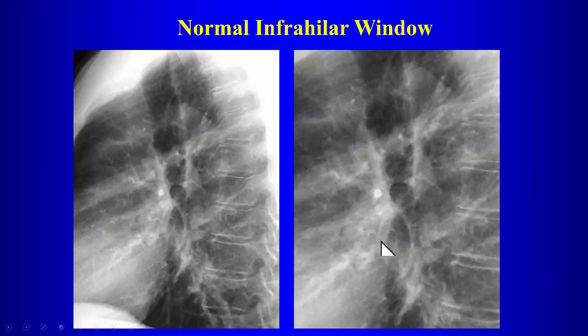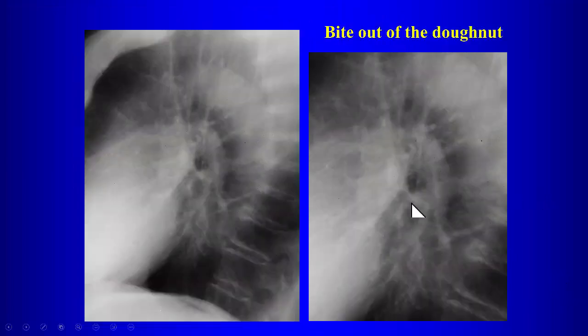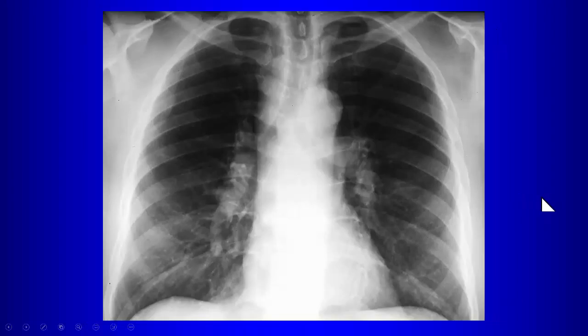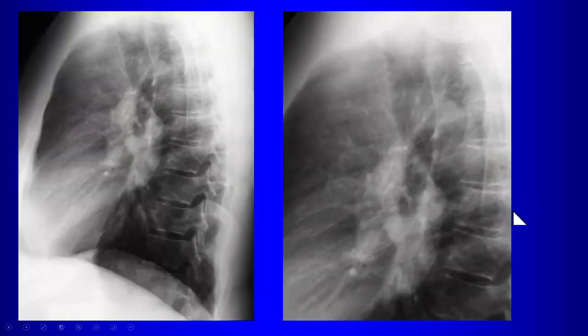We talked about the infrahilar window, right? That should be a relatively clear area, so the bite out of the donut. So we talked about that before. We discussed that. That's the infrahilar window. Another patient with bilateral full hila, you might wonder about the right paratracheal line. This was another patient with sarcoid.